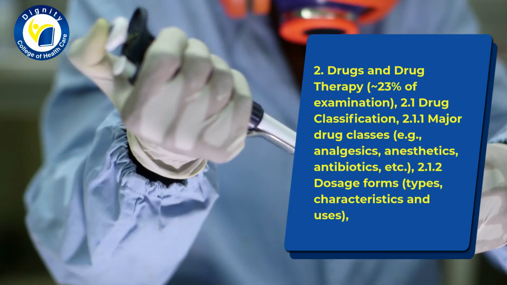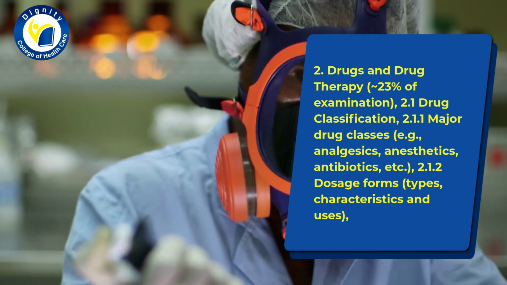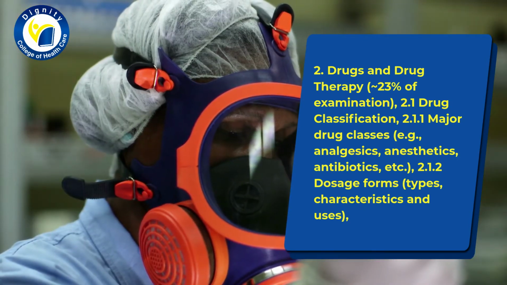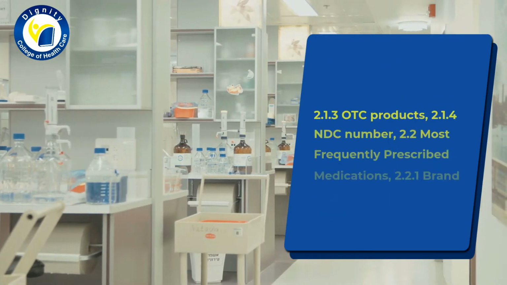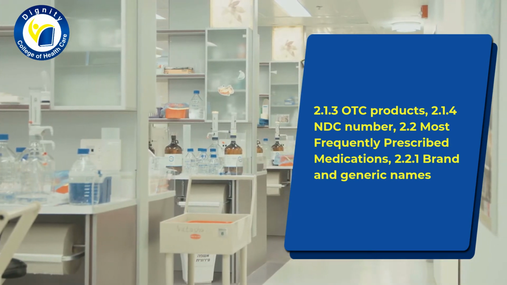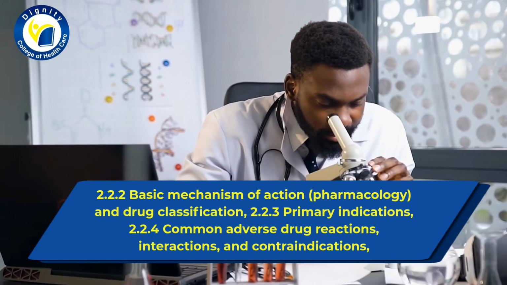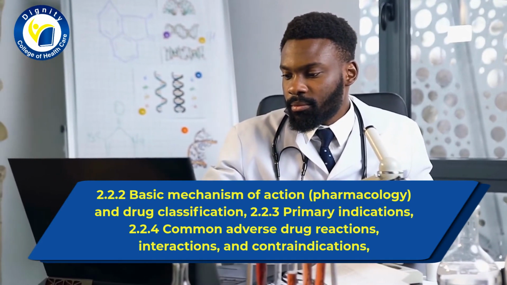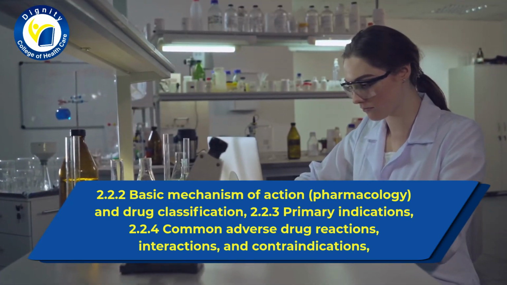2. Drugs and drug therapy, 23% of examination. 2.1 Drug classification. 2.1.1 Major drug classes, for example, analgesics, anesthetics, antibiotics, etc. 2.1.2 Dosage forms, types, characteristics and uses. 2.1.3 OTC products. 2.1.4 NDC number. 2.2 Most frequently prescribed medications. 2.2.1 Brand and generic names. 2.2.2 Basic mechanism of action, pharmacology, and drug classification. 2.2.3 Primary indications. 2.2.4 Common adverse drug reactions, interactions, and contraindications.